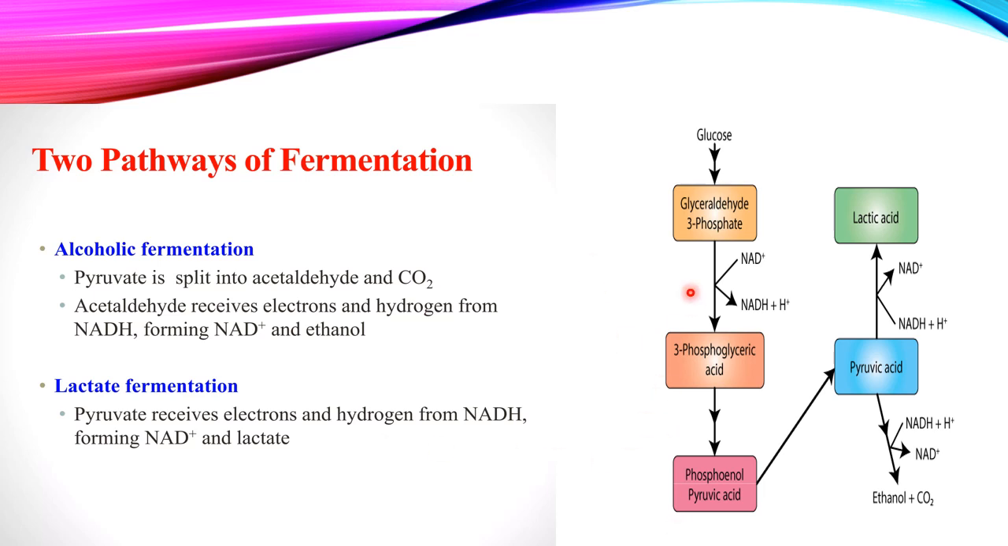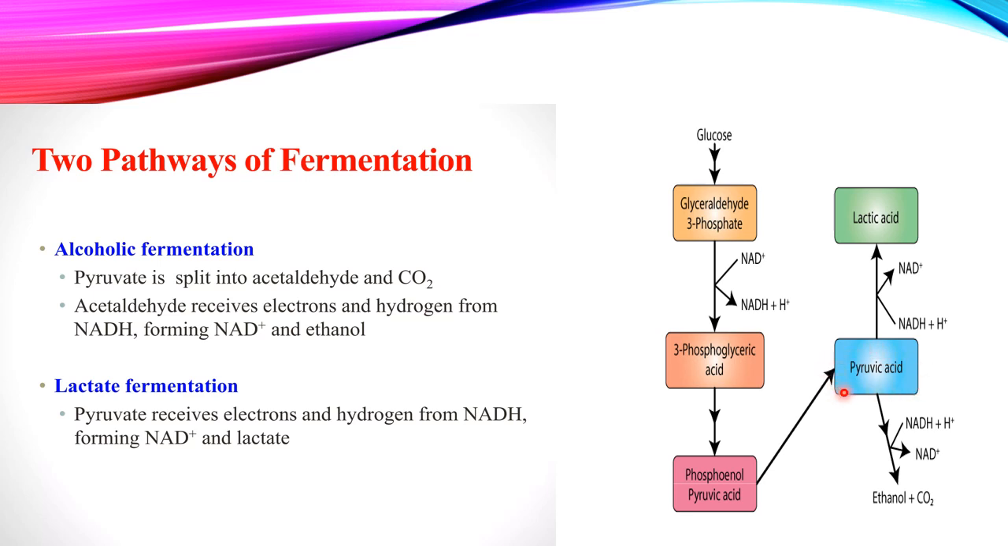So let's see here in the flowchart what actually is happening. In glycolysis, the formation of pyruvic acid or pyruvate is similar for both pathways. And here itself there is a generation of ATP. After pyruvic acid or pyruvate is formed, there is no generation of ATP.